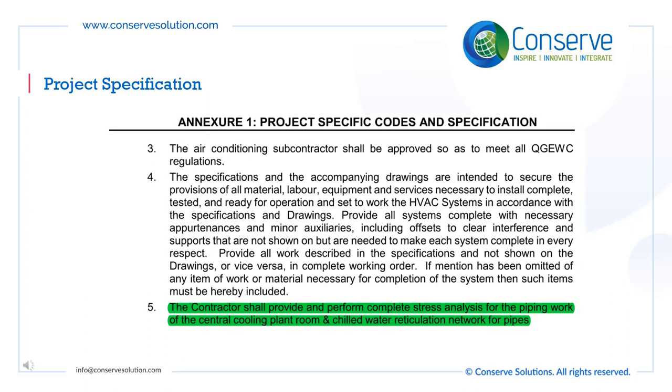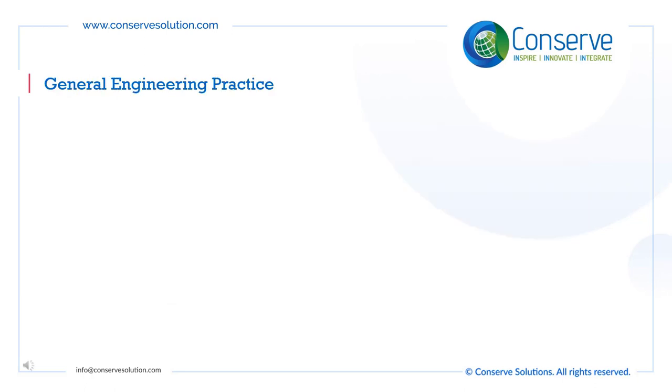So in many cases, the project specification requires the EPC contractor to perform stress analysis and advise on necessary supports and expansion loops in the piping system. It is very much evident that you have to do stress analysis if it is specified in the project specifications. So what to do if the specification does not talk about stress analysis?